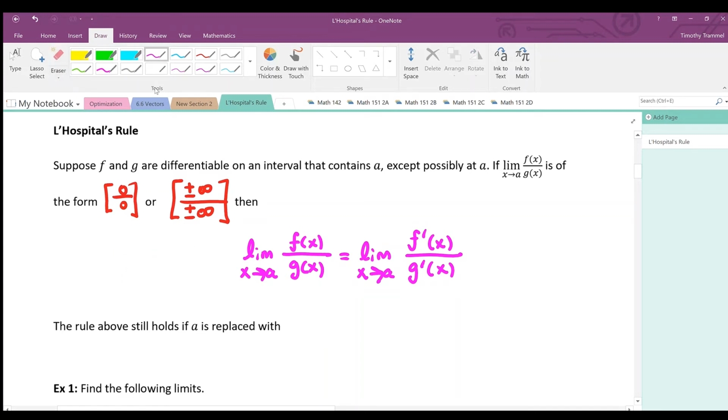And the last little note here is that this rule still applies if a is replaced with, and let's fill in a few things, it could be replaced with a right-hand limit, left-hand limit, infinity, or minus infinity.